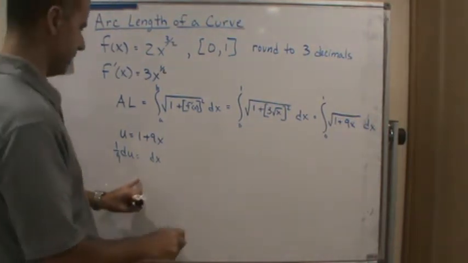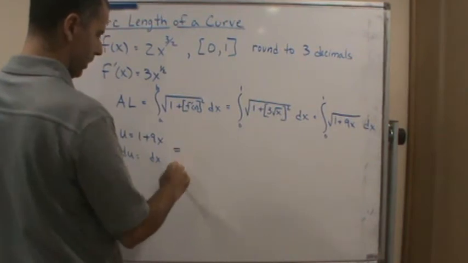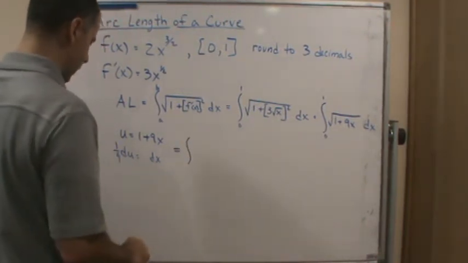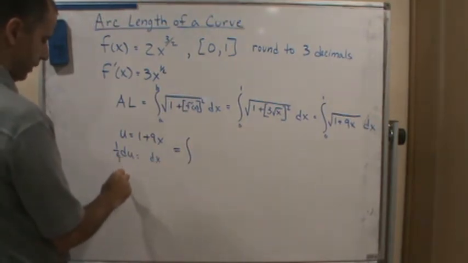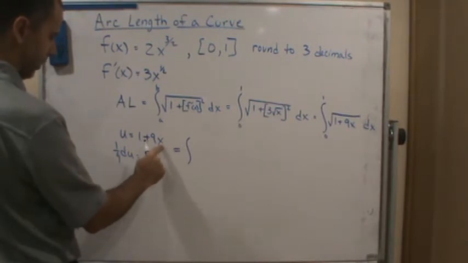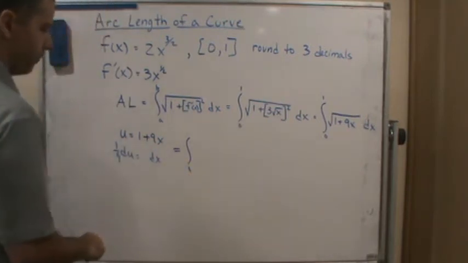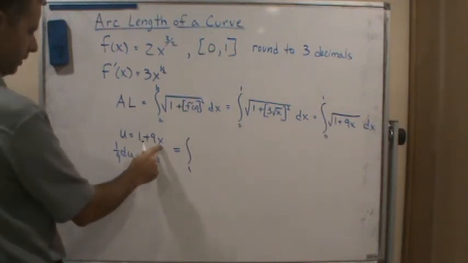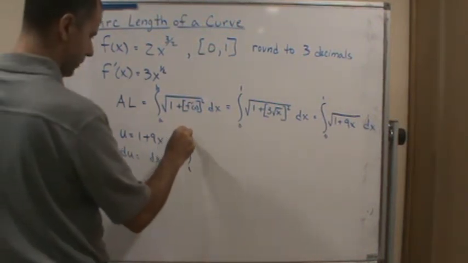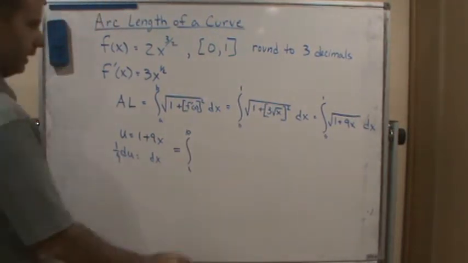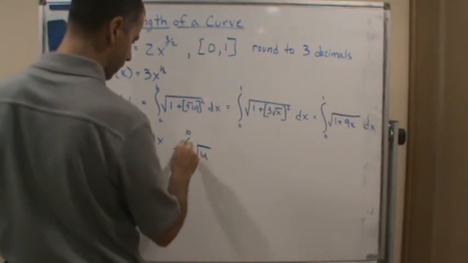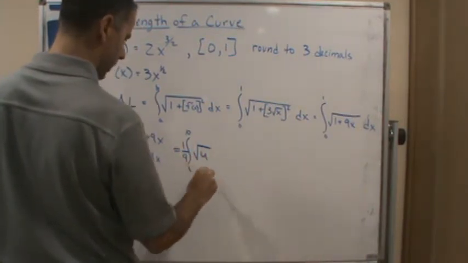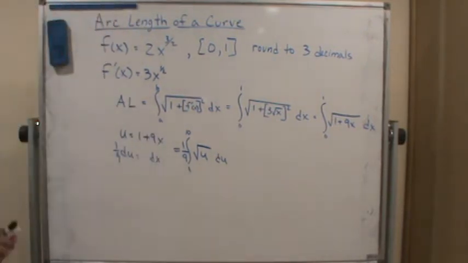Now we can place this in. So what do we get? Arc length equals the integral. Now we have to change our limits of integration. When x is 0, u is 1. And when x is 1, u is 10. So now we go from 1 to 10 of the square root of u. We have a 1/9, so we pull the 1/9 out, du. There's our resulting integral.